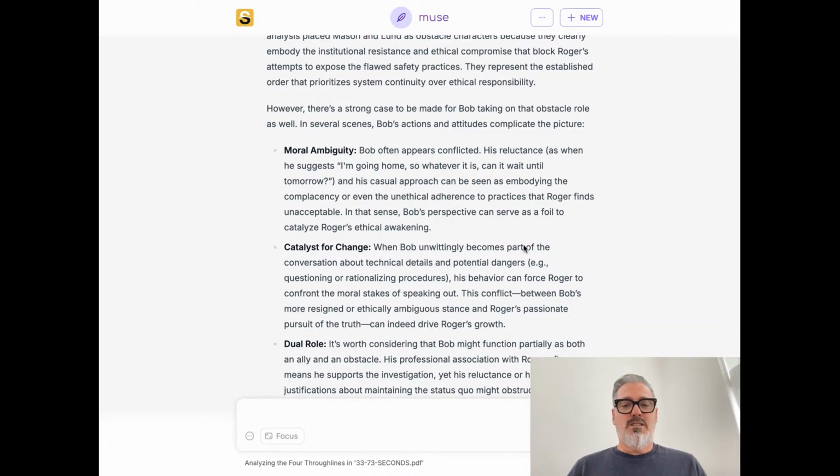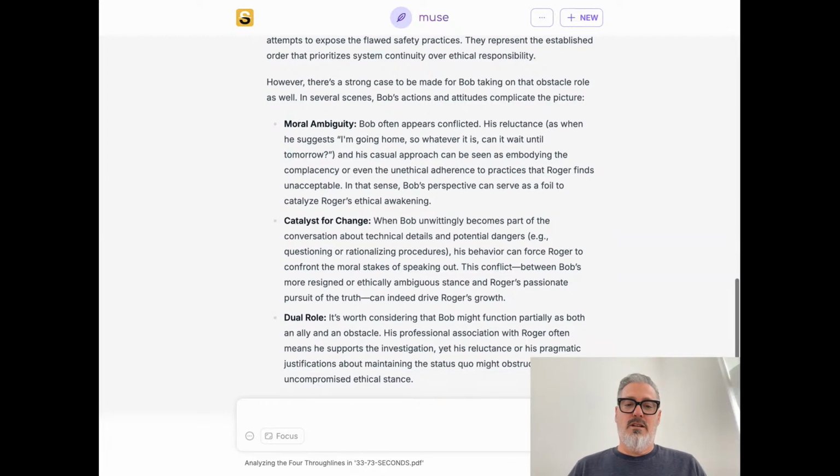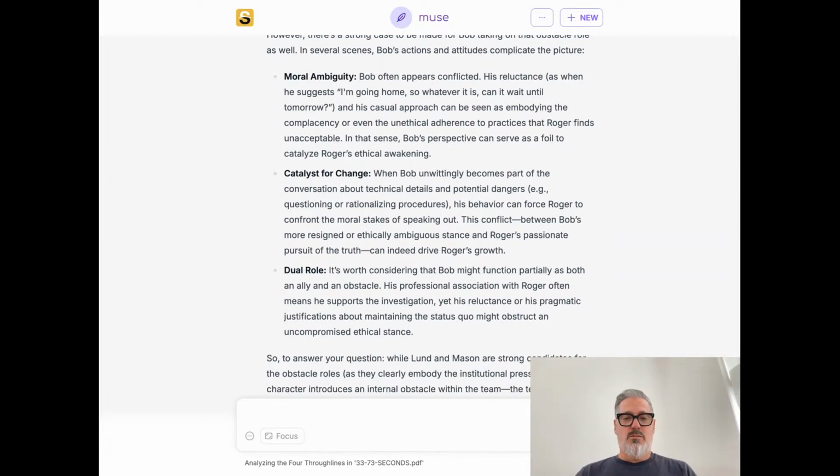And his casual approach can be seen as embodying the complacency or even the unethical adherence. See, I would say Bob is definitely, yeah, when Bob unwittingly becomes part of the conversation about technical details and potential dangers, his behavior can force Roger to confront them all. This seems more like a classical obstacle character. It's worth considering that Bob might function partially as both an ally and an opponent. That's exactly how an obstacle character would work. His professional association with Roger often means he supports the investigation.